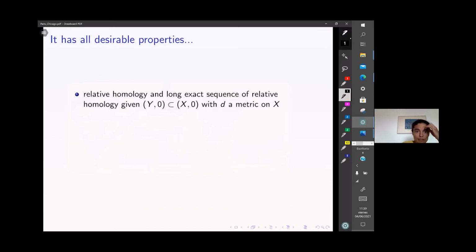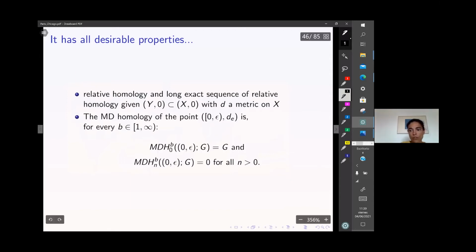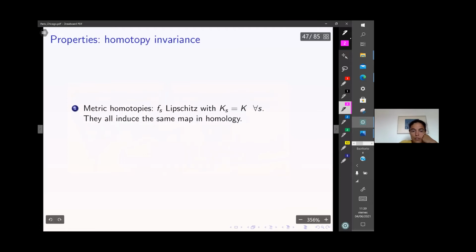We have a relative homology and a long exact sequence of relative homology. So we have exactly the same properties as in the classical setting, with minor or not so minor modifications. The homology of the point is, as expected, G in dimension 0, and for n greater than 0 it is 0. We have a notion of metric homotopy: a family of Lipschitz mappings with the same constant. They all induce the same map in homology.